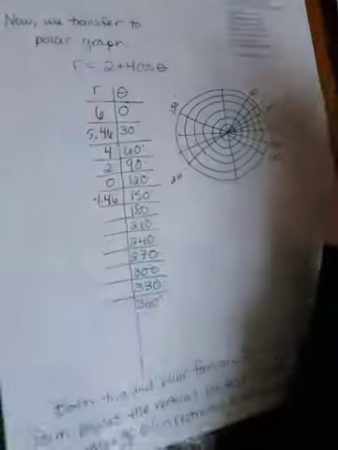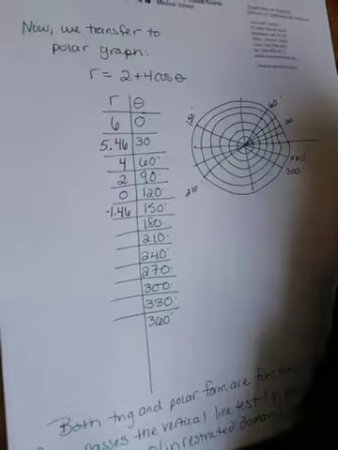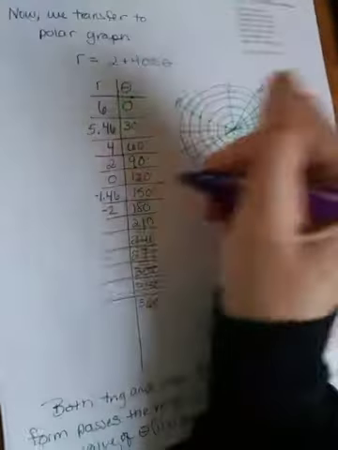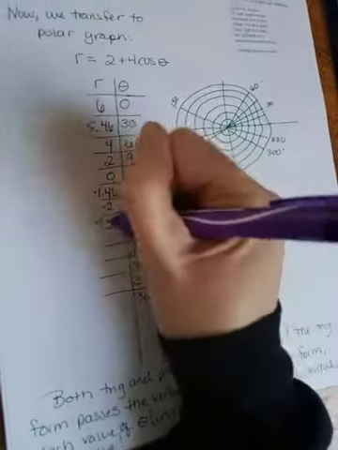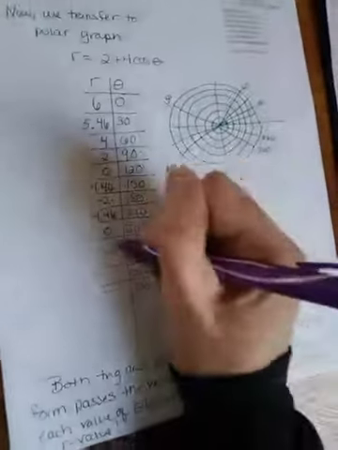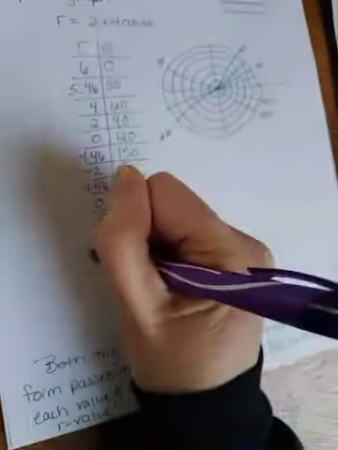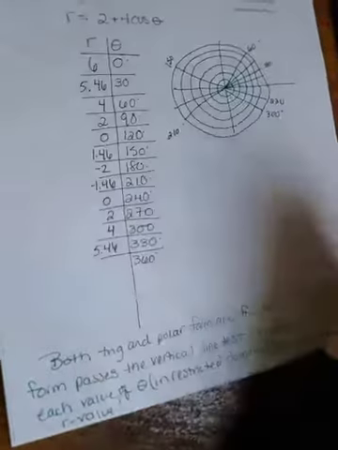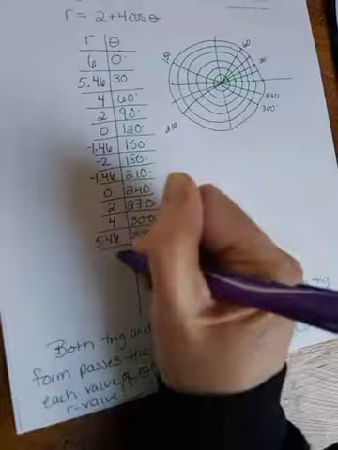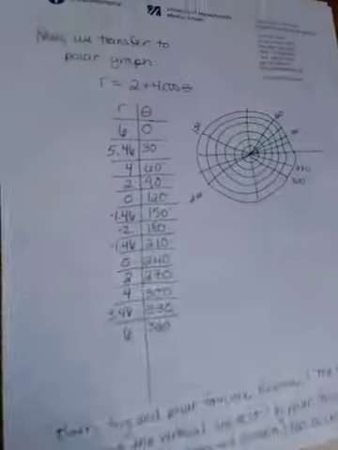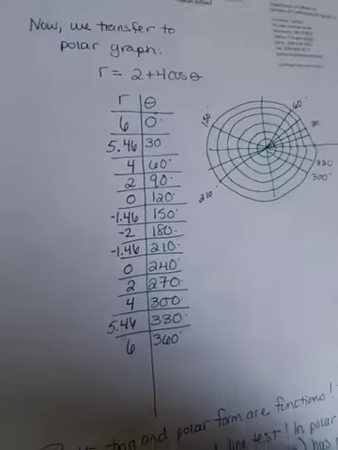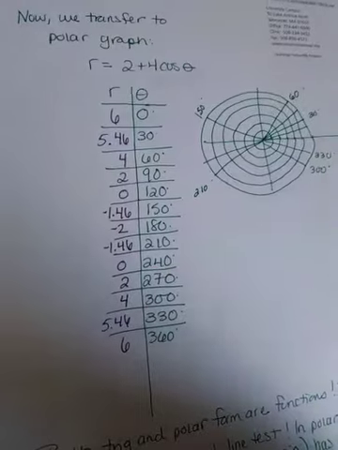Again, you can double check me on all these, but for time's sake, I don't feel like you need to watch me do this. 150 is going to give you negative 1.46. 180 is negative 2. 210 is negative 1.46. 240 is 0. 270 is 2. 300 is 4. 330 is 5.46. And 360, coming back again, is 6, which technically wouldn't really be included in the domain there, but we'll have that for good measure.